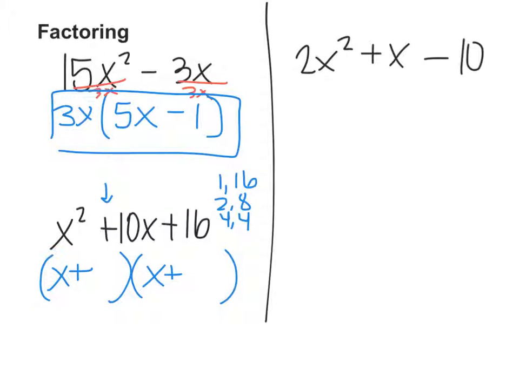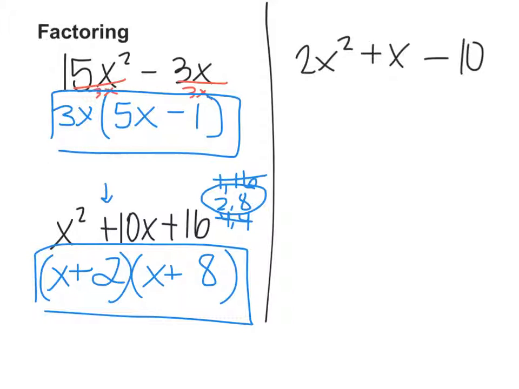Well, 4 plus 4 is 8, so that's not it. 1 and 16 adds up to 17, so it has to be 2 and 8. Now, it doesn't matter the order, but they just have to go in the second spot. So this is your final answer.